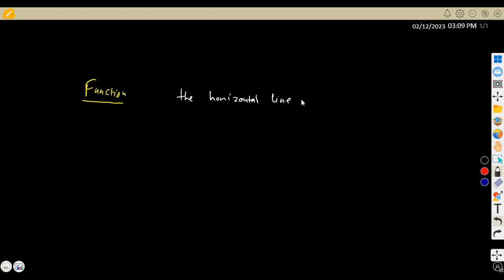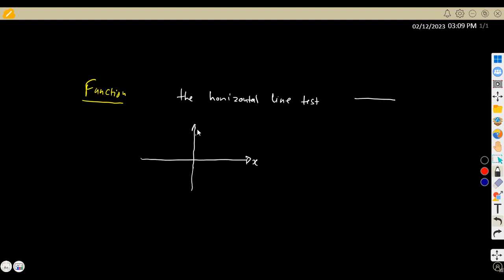The horizontal line test, guys, as we can see, a horizontal line is a line like this. Let's say we are having a function in this case. A function is said to be one-to-one if a horizontal line cuts the graph of f only once. That is, for each value of x, there is one corresponding value of y. I just hope you were writing down what I was saying.